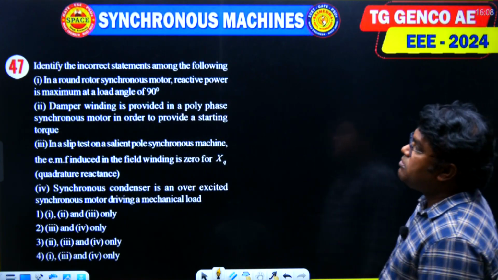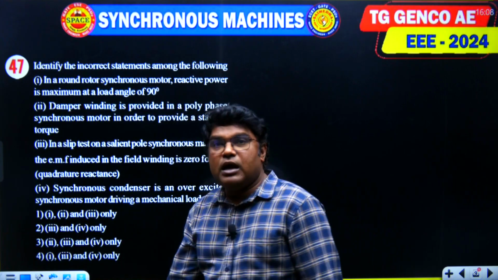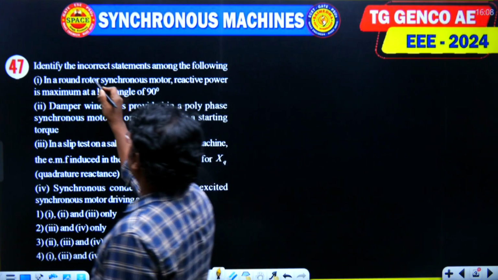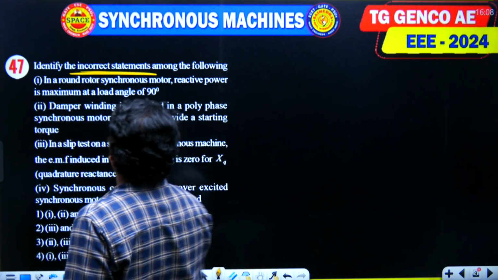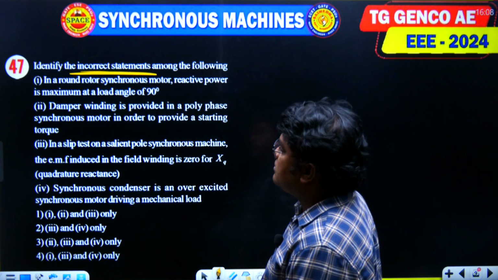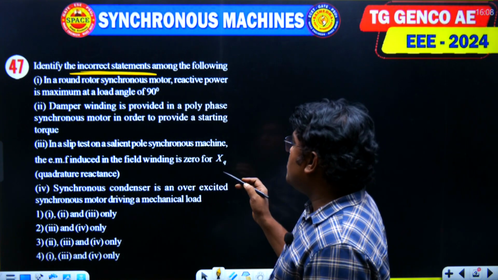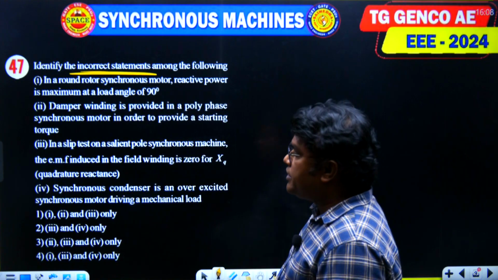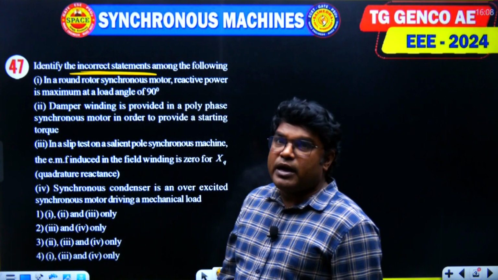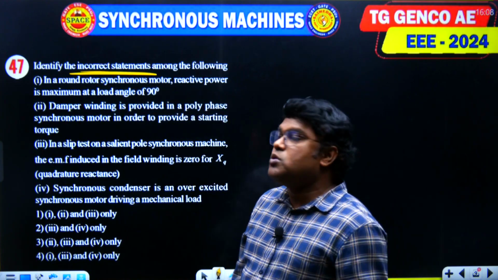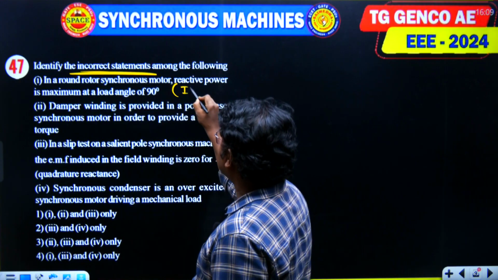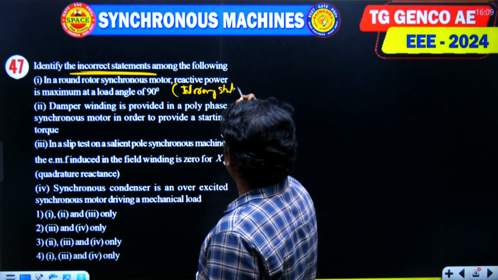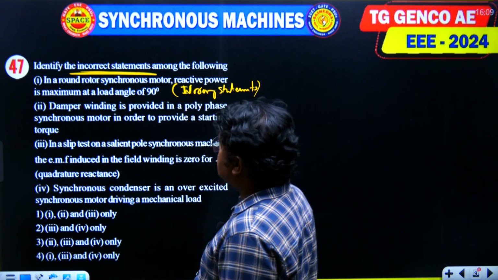And next one, question number 47. This question belongs to the synchronous machine. Identify the incorrect statement. Here also this point is very important. In a round rotor synchronous motor, the reactive power is maximum at a load angle of 90 degrees. Actually, reactive power is maximum at a load angle of 0, so that is why it is the wrong statement. We require the incorrect statements only.